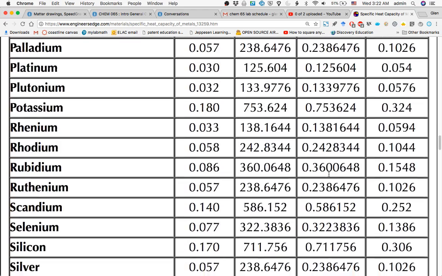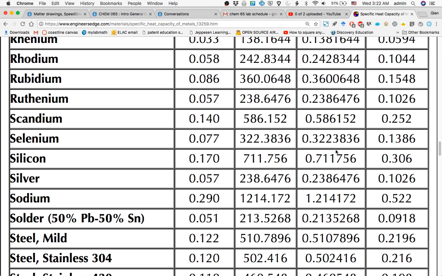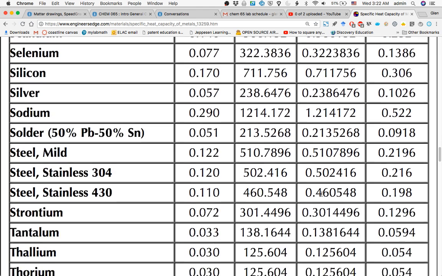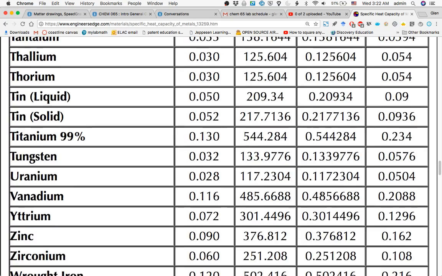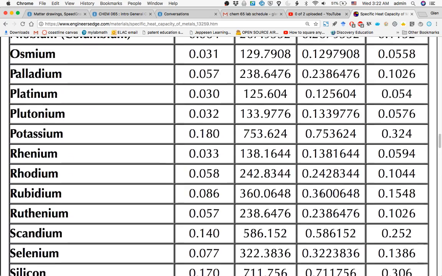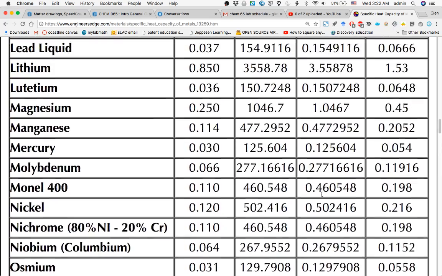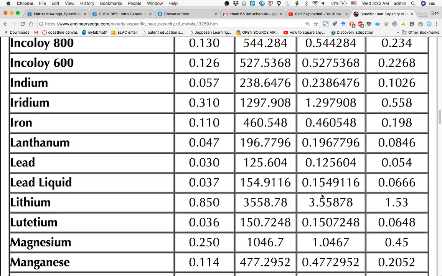I don't see one here. Perhaps... oh look, silicon is not a metal, but it's close to 0.871. Maybe the material wasn't metal. Maybe it was silicon. Actually, yes, it appears that the closest one in here is for silicon.